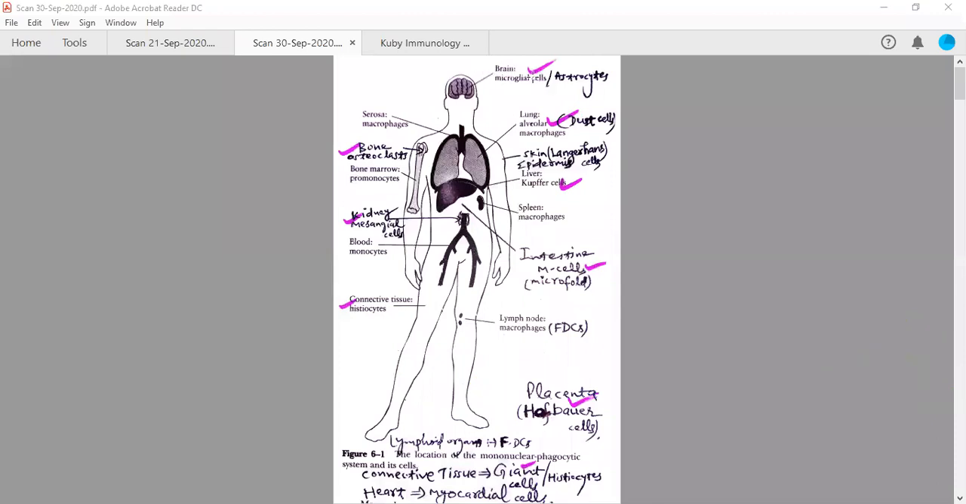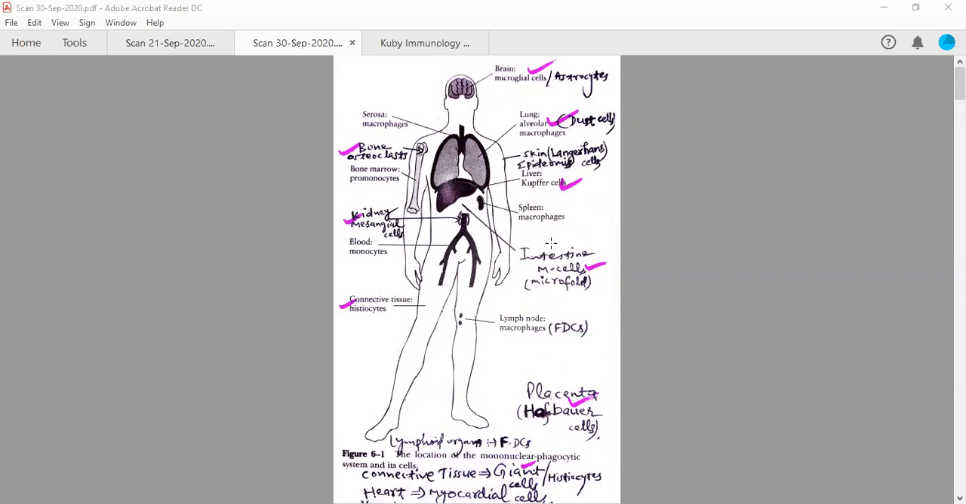Depending upon the tissue in which the macrophage cells are present, they have a specific name. For example, in the brain, they are called astrocytes or microglial cells. In the lungs, they are called dust cells. In the skin, they are Langerhans cells. In the epidermis, okay, in the liver, they are Kupffer cells. In the spleen, spleen macrophages. The spleen is the RBC graveyard, in which the RBCs move after 120 days and finally are degraded. So these spleen macrophages are responsible for removing or killing the red blood cells present in our blood after 120 days, right?